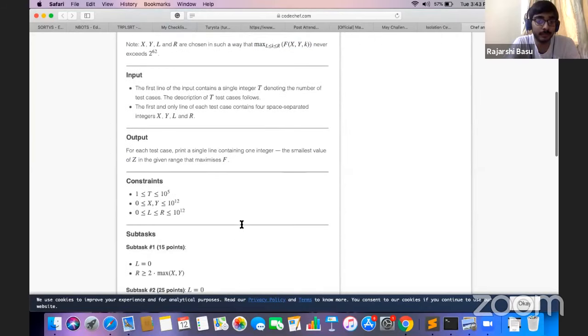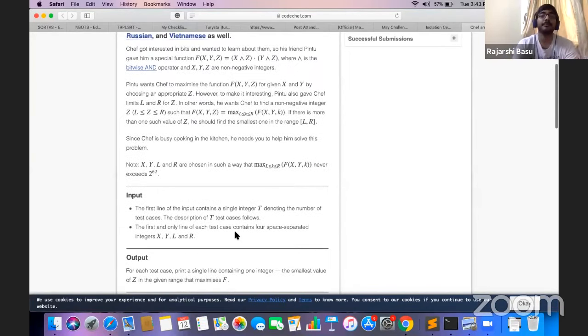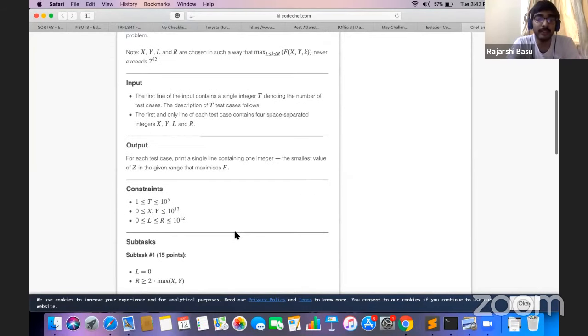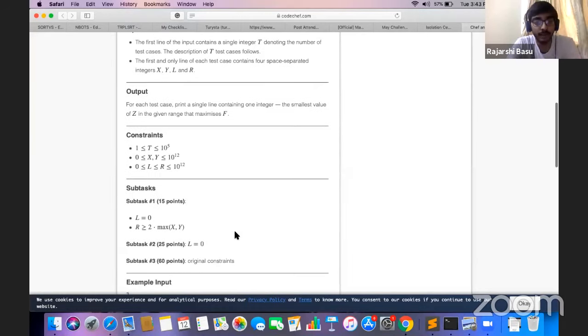And then we have to just answer multiple queries where we are given x and y, right? So the number of queries, or rather the number of test cases, both the same here, is rather large. X and Y are also rather large.